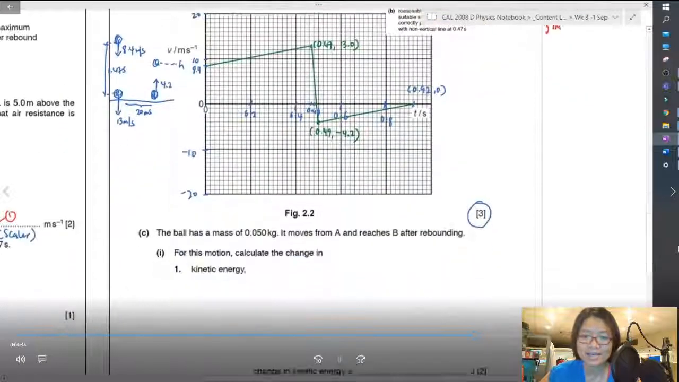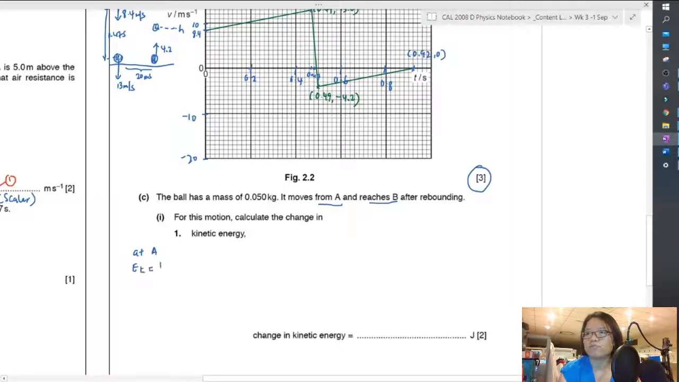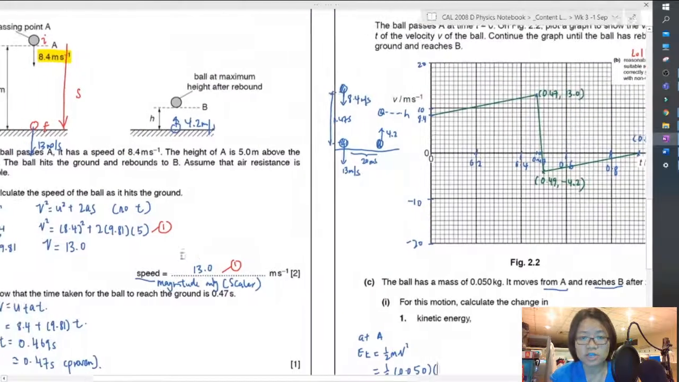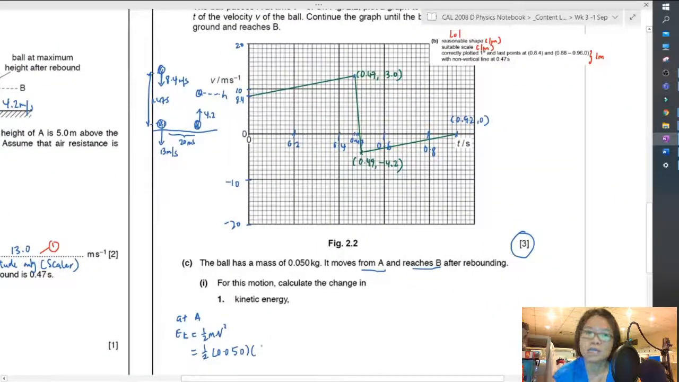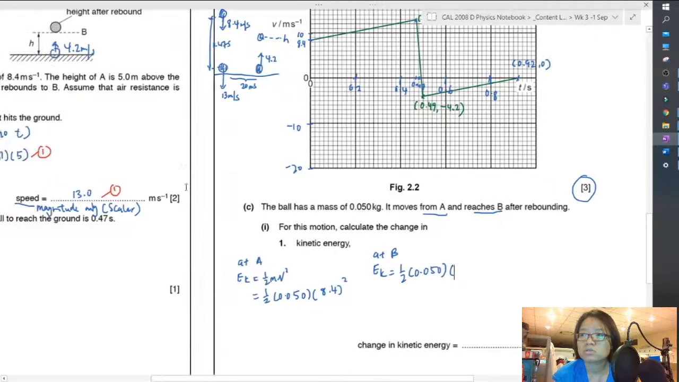3 marks. Yay. For this motion, because now it moves from A and reaches B, calculate the change in kinetic energy. So I'll find the kinetic energy at A. The velocity at A is 8.4 when you release. And at B, there's no KE there, because it's at maximum height. So KE is 0. No speed. And I put half mv squared, so you get 0 minus 1.8.